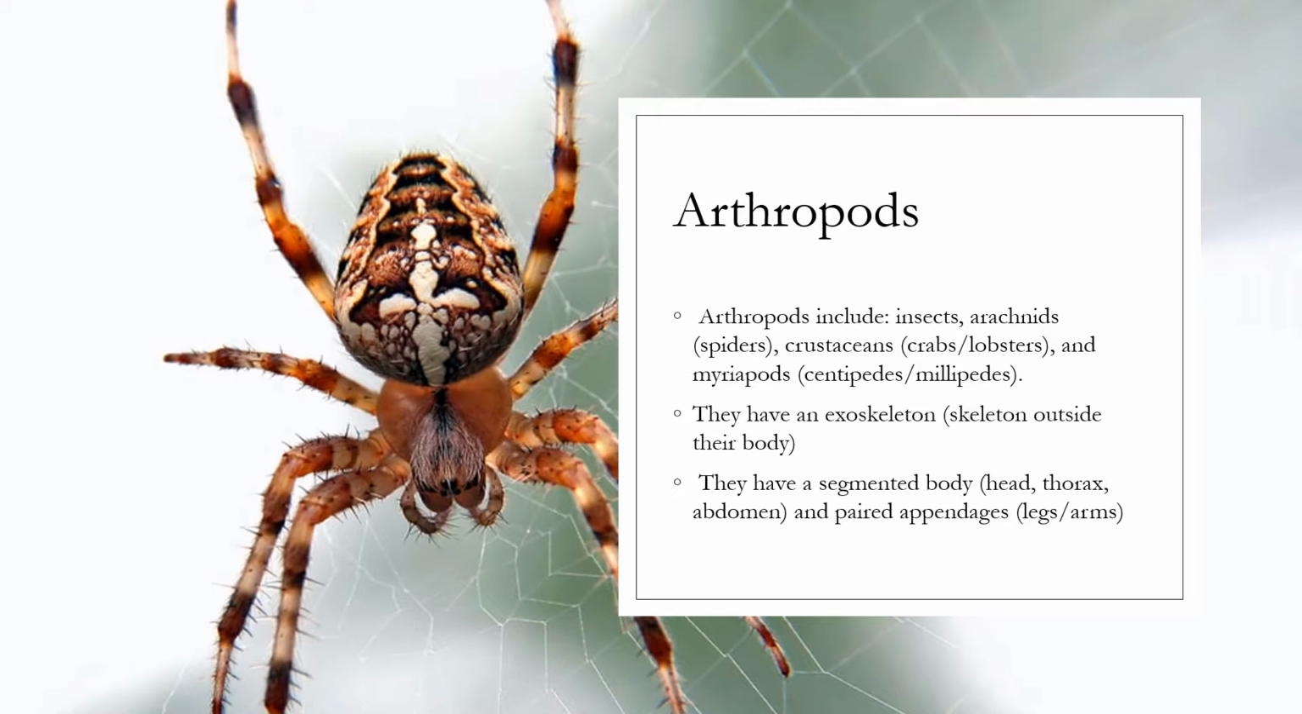Arthropods are also known for having a segmented body, which simply means that their body is divided up into different parts. They also have paired appendages, kind of like humans. For example, a spider has 8 legs, which means that there are 4 pairs of legs.